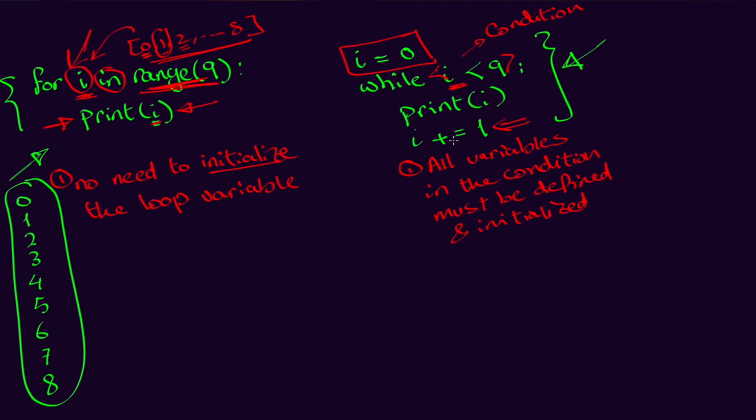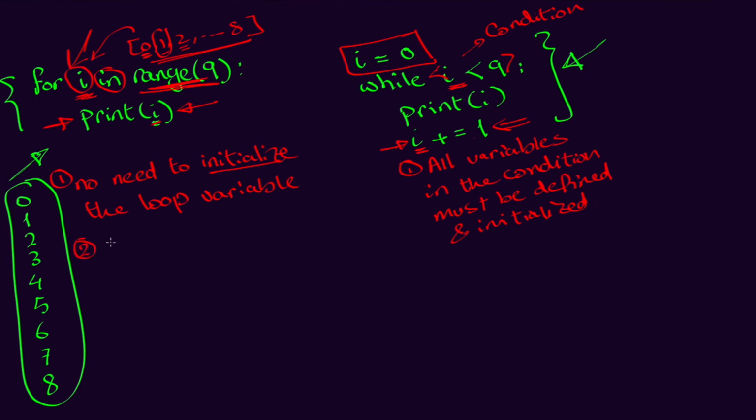A while loop doesn't have this notion of a loop counter or a loop variable. So everything you have to explicitly mention. In this case, what I want to do here is increment I by 1 in order to imitate what's happening in the for loop automatically.